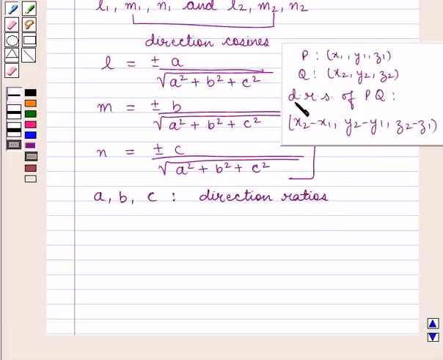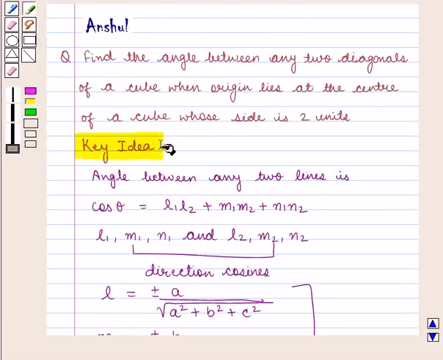That is, direction ratios of any line, say PQ, are given by x2 minus x1, y2 minus y1, z2 minus z1, where x1, y1, z1 and x2, y2, z2 are the coordinates of points P and Q respectively. With this key idea, let us proceed with the solution.